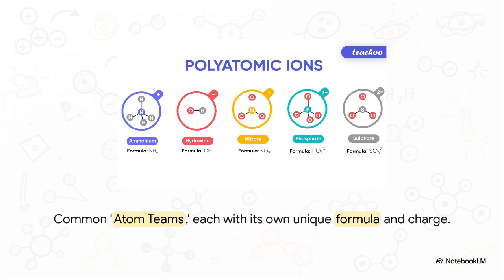Here are some of the most common atom teams you're going to run into. See that one? Phosphate? Its formula is PO4 3-. That just means it's a team made of one phosphorus atom and 4 oxygen atoms, all huddled together acting as a single unit that has a 3- charge. It's a team. Simple as that.